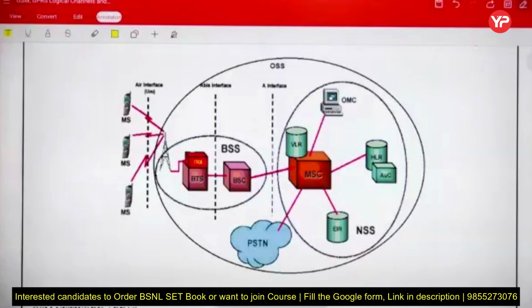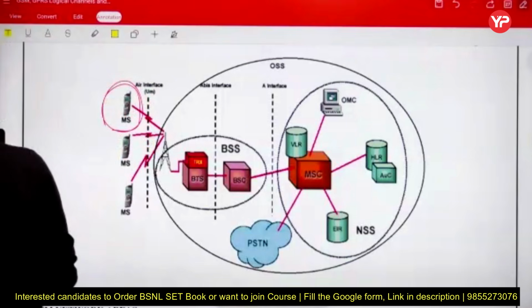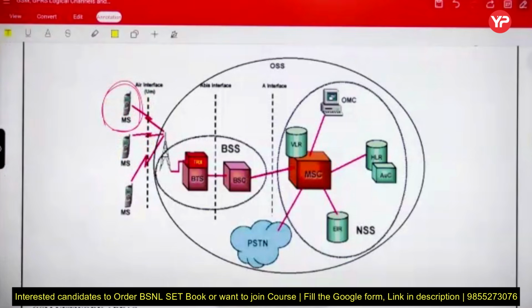Whenever we talk about GSM, there are several functional components or units connected together to make a GSM system. In this GSM system, the first thing is MS. MS means mobile station. This is your mobile phone, but its complete technical name is mobile station, right?